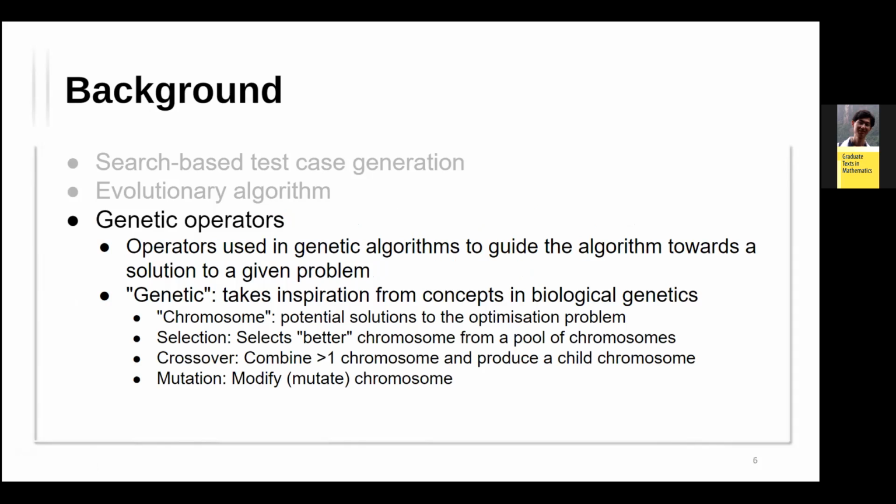The typical ones we'll consider are selection, crossover, and mutation, which are obviously tied back to the concepts in actual biological genetics. Selection is a way to try and pare down the pool. You select a quote-unquote better chromosome from the pool of chromosomes. What exactly defines better depends on the kind of operator that you use. Then you have crossover operators, where we try to combine at least two chromosomes and produce child chromosomes, sometimes multiple, sometimes one child, depending. And finally, you have the mutation operator, which just modifies a chromosome. Typically, you might modify, for example, the value of an assignment or a statement itself, and so on.